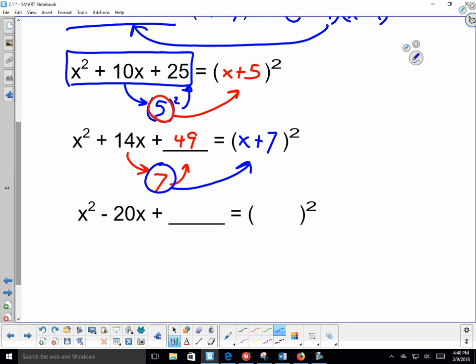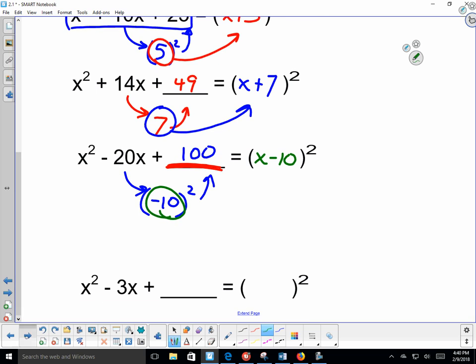All right, one last example. If we had x squared minus 20x, what would we have to add to make a perfect square trinomial? Well, we would take half of the negative 20, which is negative 10, and then square that, which would get us 100. But it's the negative 10 that's going to go in with the x. So it's going to be x minus 10 quantity squared.